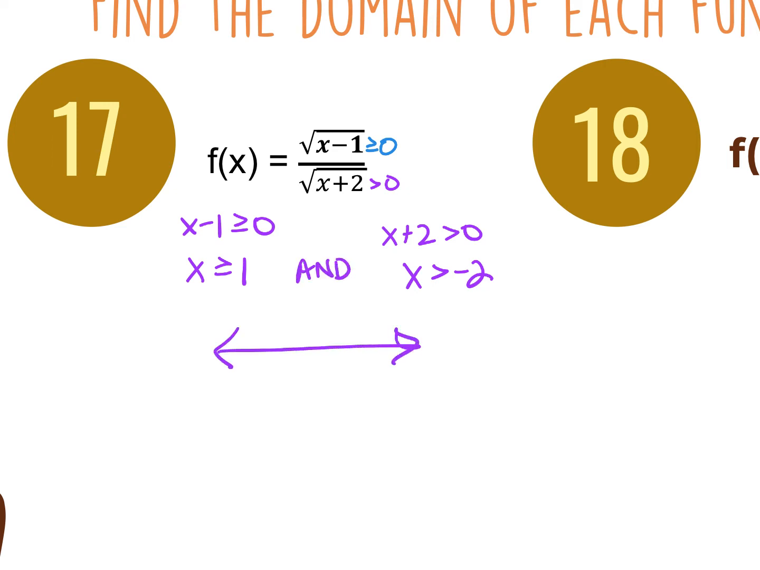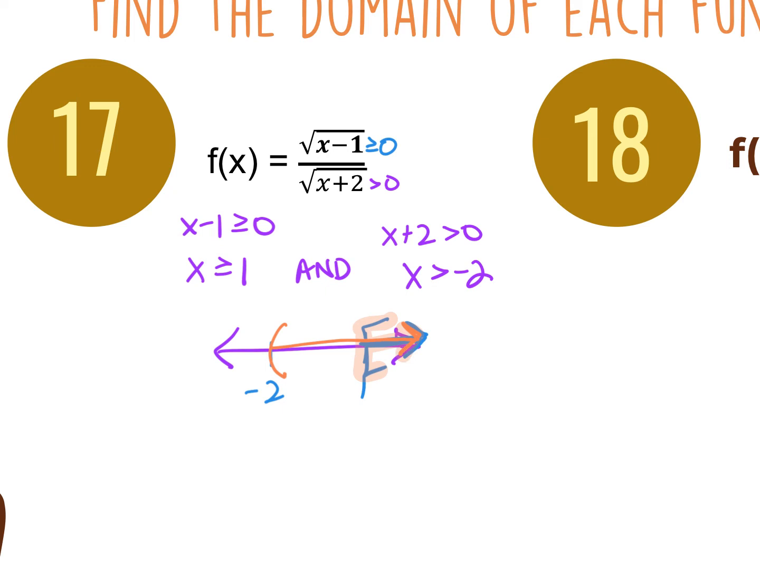This has to be true for both, so this is an and statement. When I graph this, I've got negative 2 and 1. The first one says greater than or equal to 1, so there would be a bracket on the 1 pointing towards the right. The second one says greater than negative 2, so it's a parenthesis on the negative 2 pointing towards the right. Because it's an and statement, it's only true where both overlap, which is at positive 1 to positive infinity.